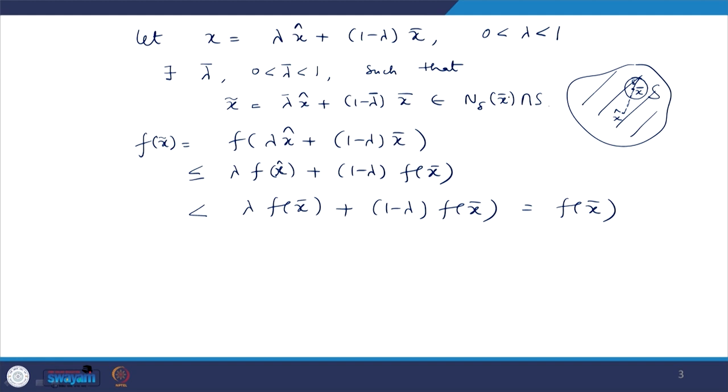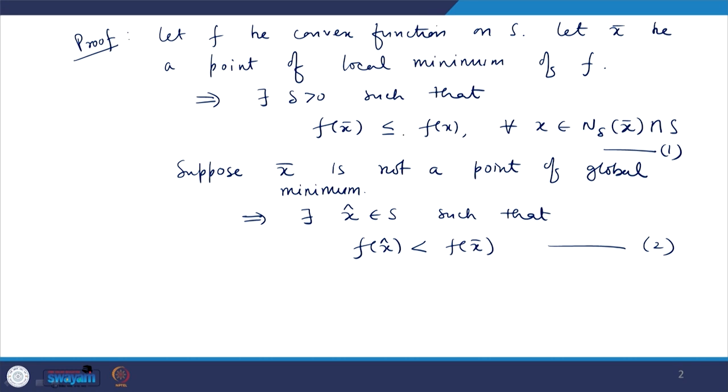Okay. So, we have shown that f(x delta) is less than f(x bar), but from 1, f(x bar) is always less than or equal to f(x) for every x in the delta neighborhood, but we have found an x in the delta neighborhood where this inequality is reversed. That means x bar is not a point of local minimum. So, this contradicts our assumption that this is not a global minimum. Hence we can say that x bar is the point of global minimum.